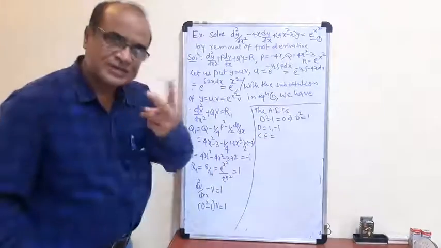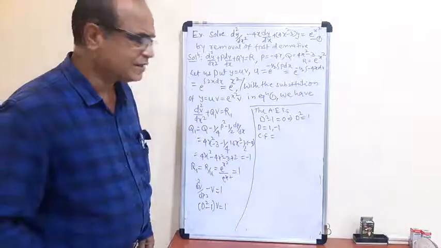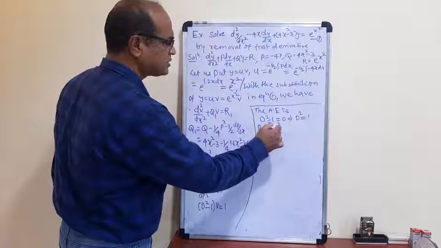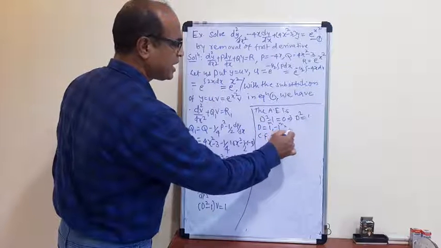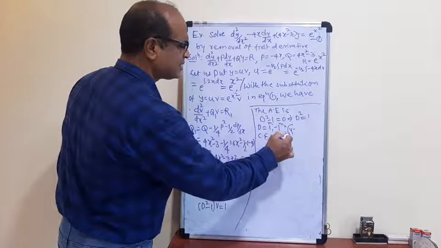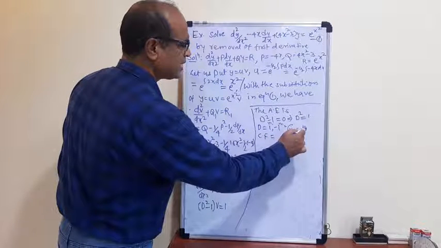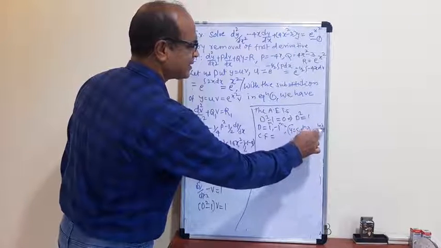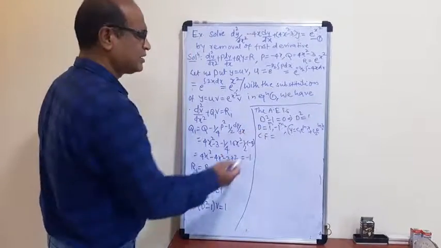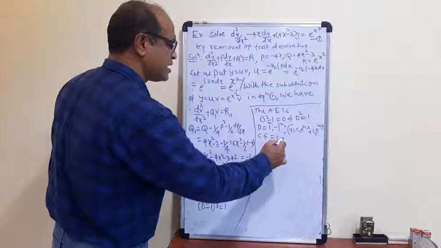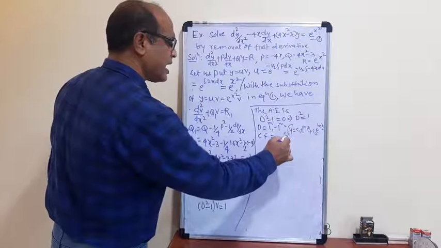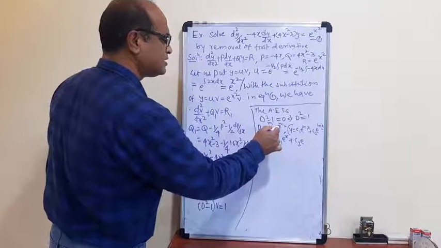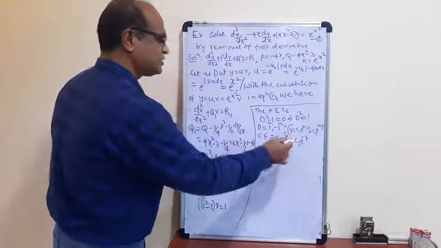If the two roots are different, then the complementary function, this is M1 and this is M2, is y equal to C1 e raised to M1x plus C2 e raised to M2x. That is theory. So this is the complementary function. M1 is 1, so C1 e raised to x plus C2 e raised to M2x, where M2 is minus 1, so e raised to minus x. So this is the complementary function.